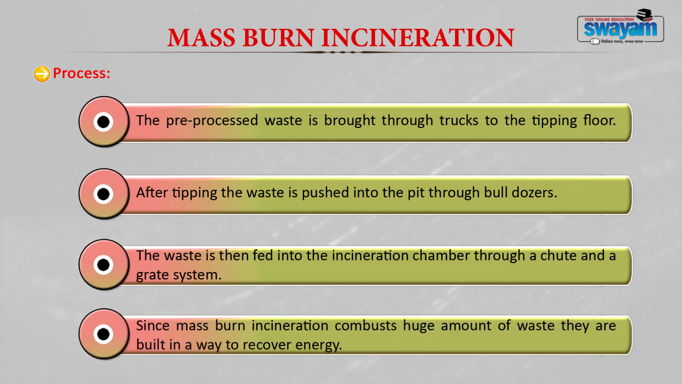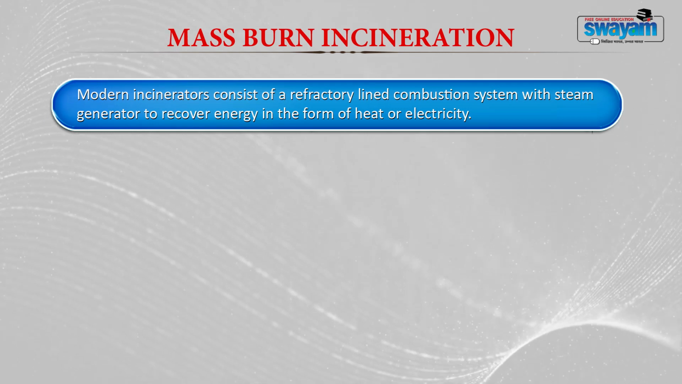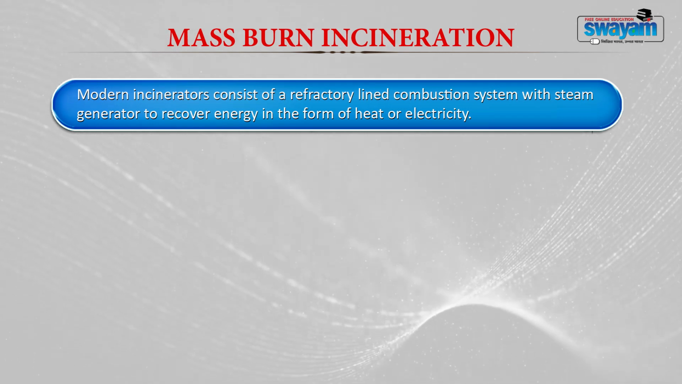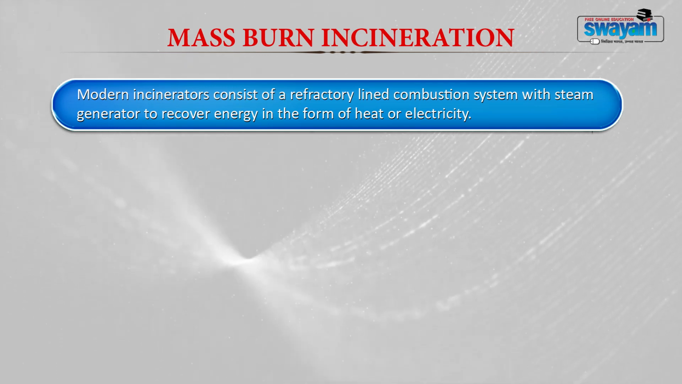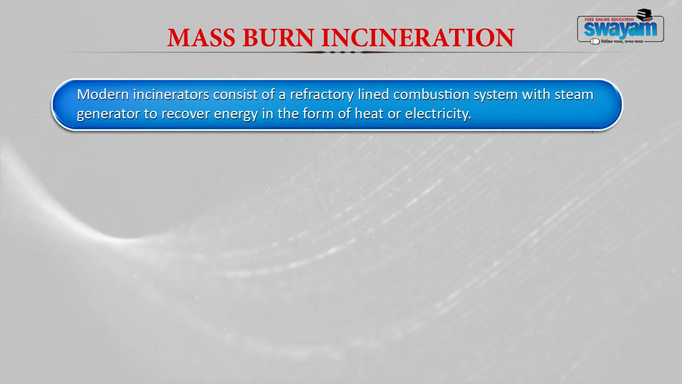Since mass burn incineration combusts a huge amount of waste, these incinerators are generally built in a way to recover energy. As I told you, when you compare modern incinerators with conventional incinerators, modern incinerators generally focus on recovery of energy, unlike conventional incinerators. Modern incinerators consist of a refractory lined combustion system with a steam generator to recover energy, either in the form of heat or electricity.